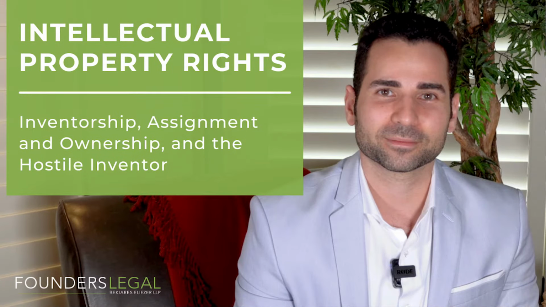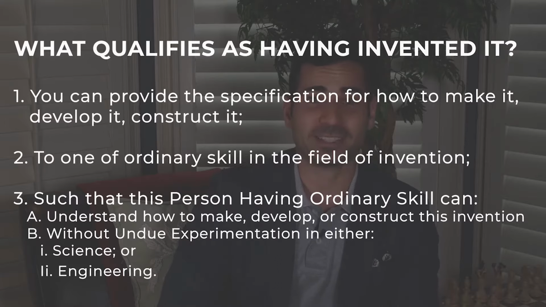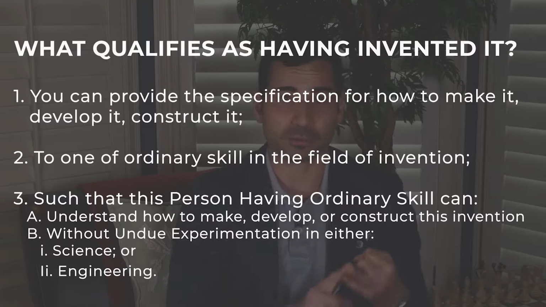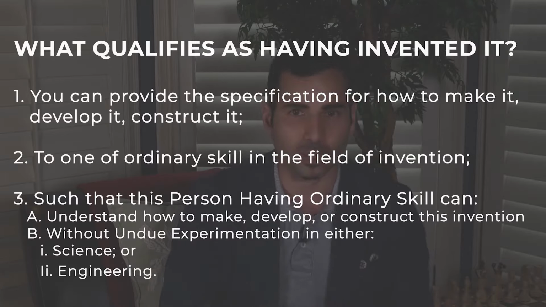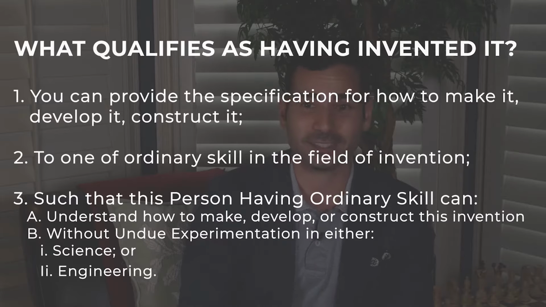Take a look. So what qualifies as having invented the subject matter of your patent application? Let's walk through a series of points we need to address. First, you can provide the specification on how to make, develop, or construct your invention to one of ordinary skill in the field of your invention, or a person having ordinary skill in the art, such that this person can understand how to make, develop, or construct your invention or your idea without undue experimentation in science or engineering. So let's break that down further.